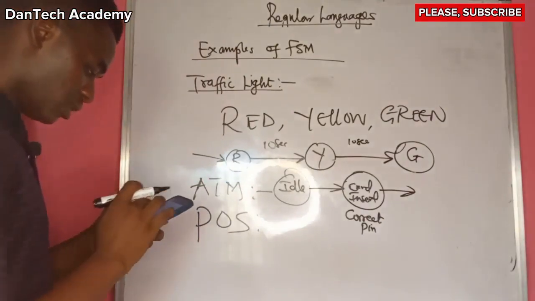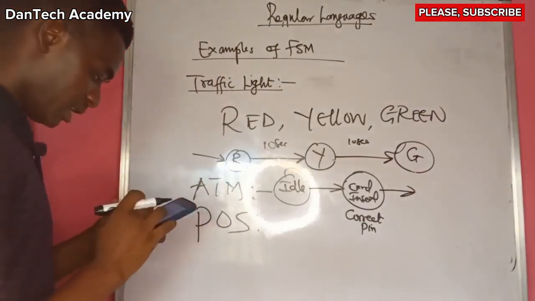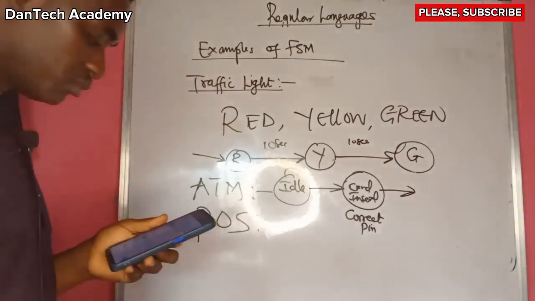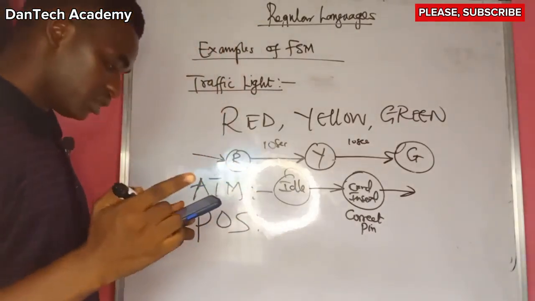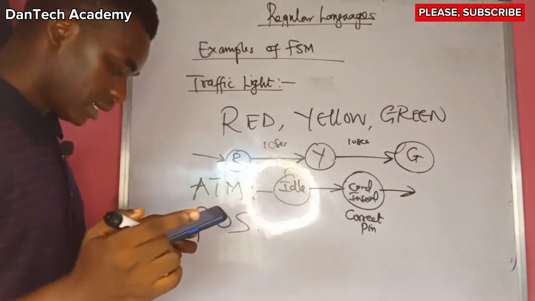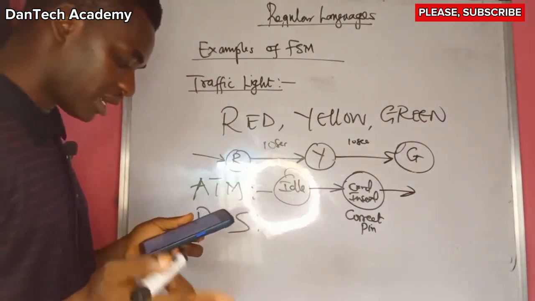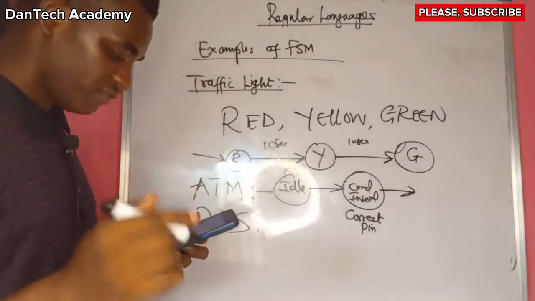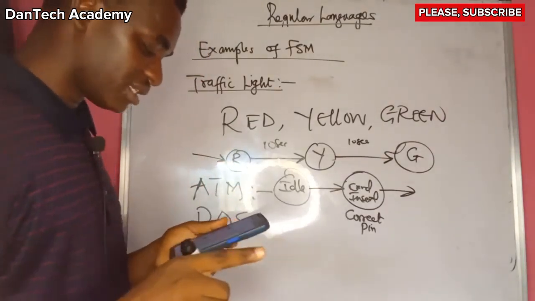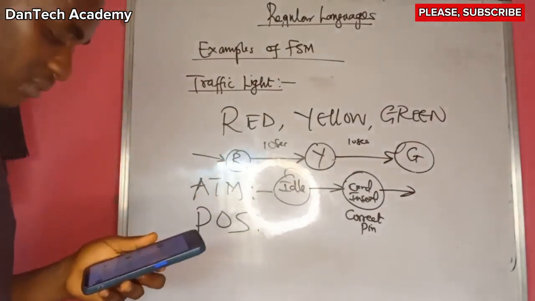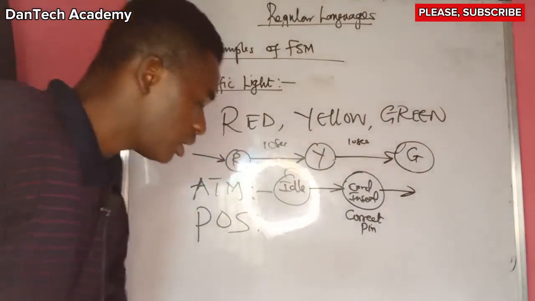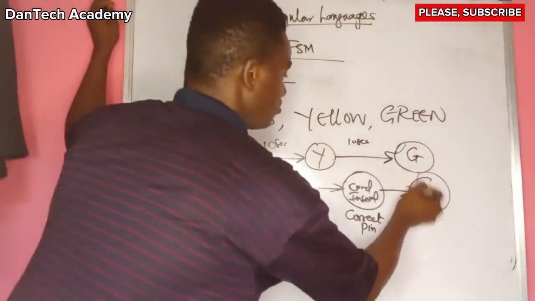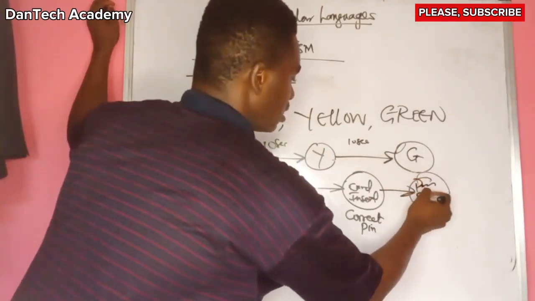Let me read something out for you. An ATM machine changes state based on the user input. For example, when the user inserts the card, the machine enters the card insertion state. If the user enters the correct PIN, the machine enters the PIN entry state, and so on.